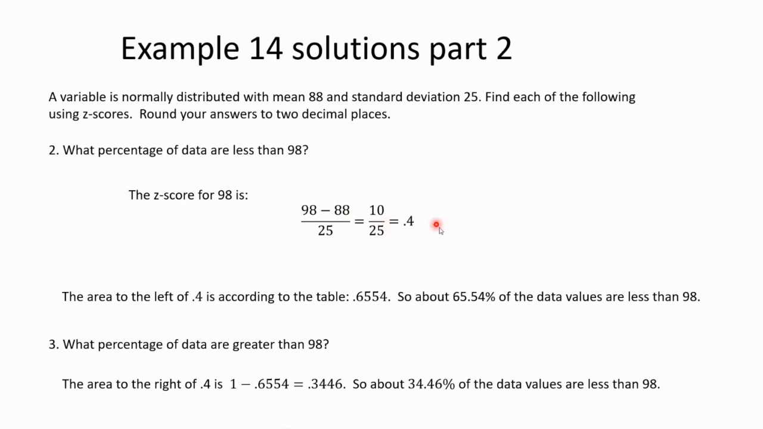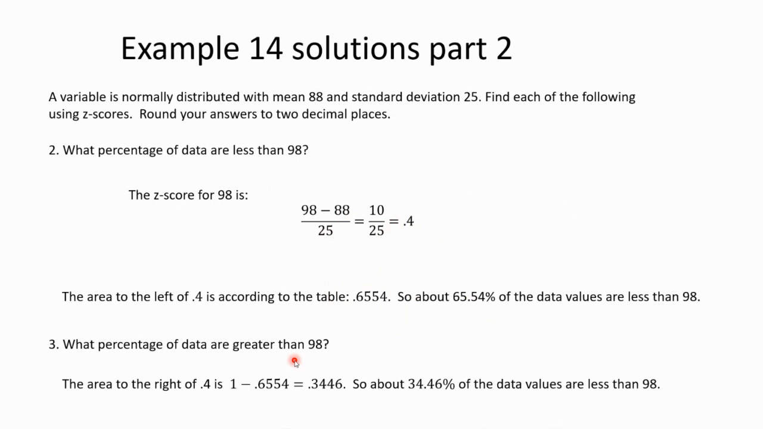So the area to the left of 0.4, you actually can find that directly in the table. It's about this, 0.6554. And so as a percent, you get about 65.54%. That's about 65.54% of the data values are less than 98.